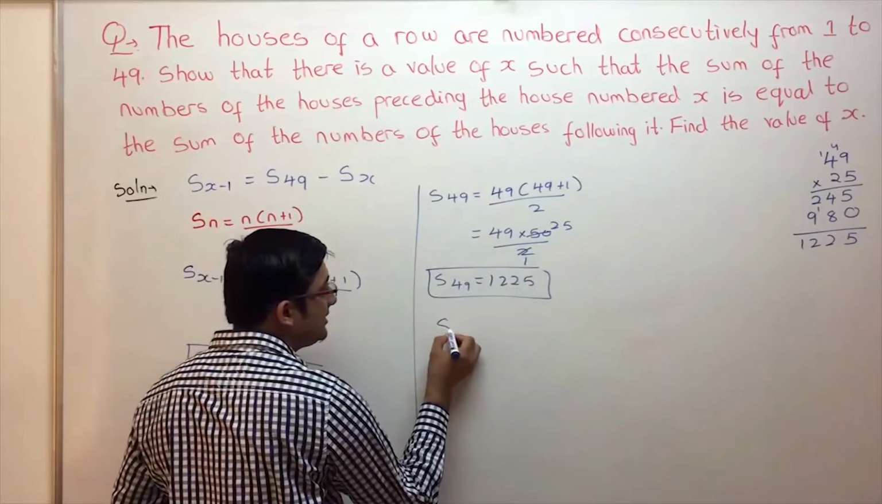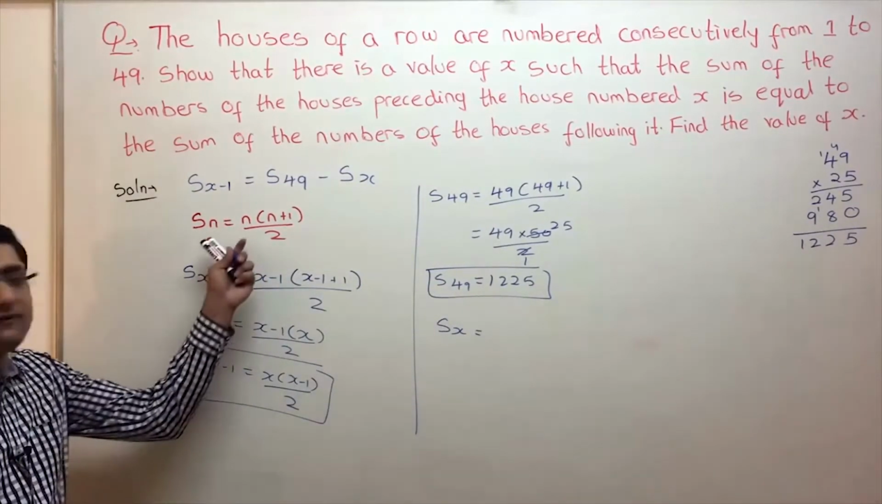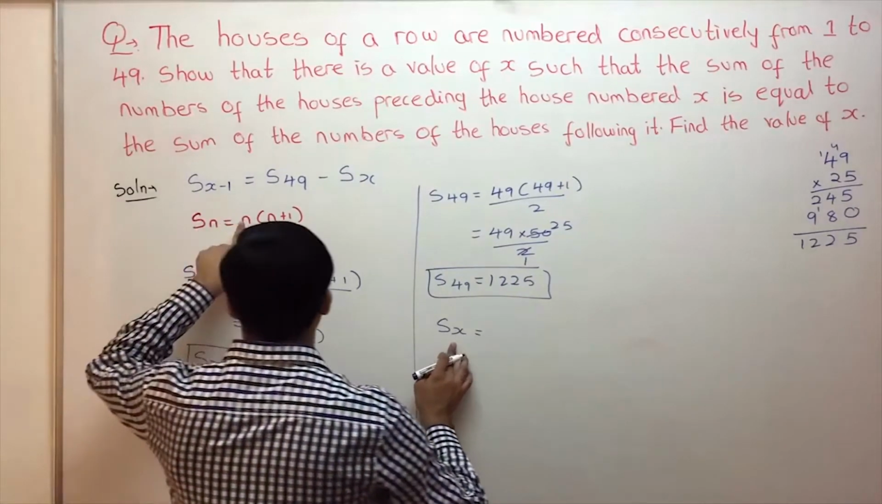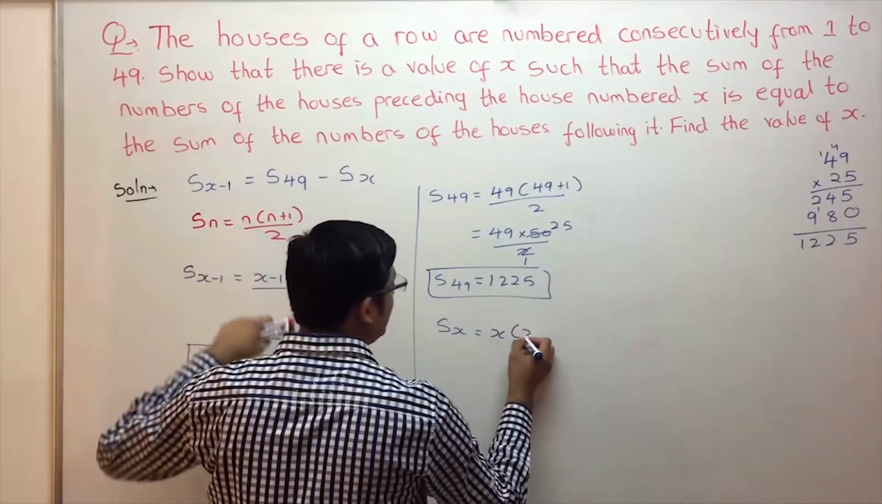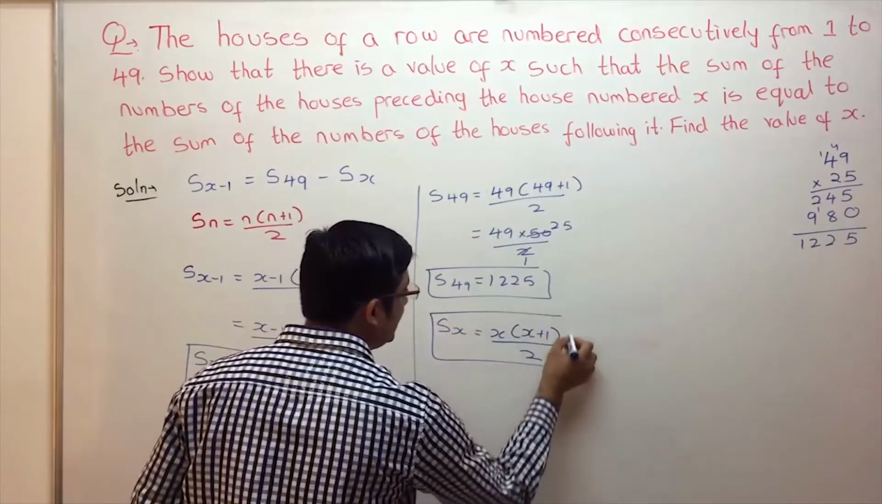Last but not the least, S of x. Why am I using this formula over here? We have already derived this earlier: the sum of first n natural numbers, n into n plus 1 by 2. So for S of x, replace n by x. So x into (x plus 1) by 2. This over here is S of x.